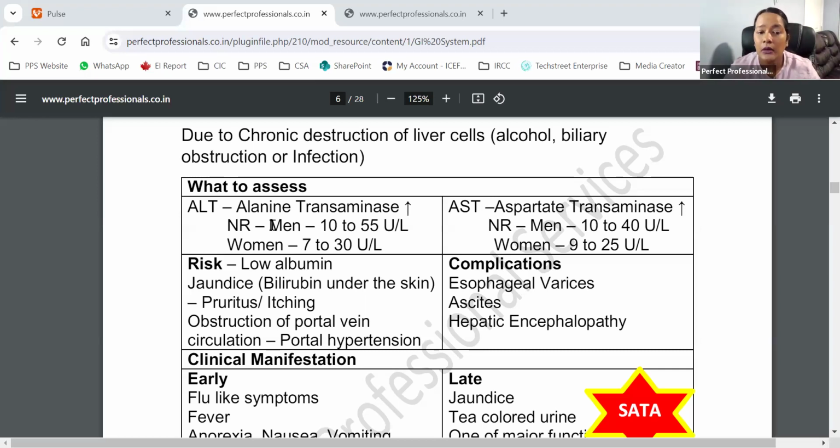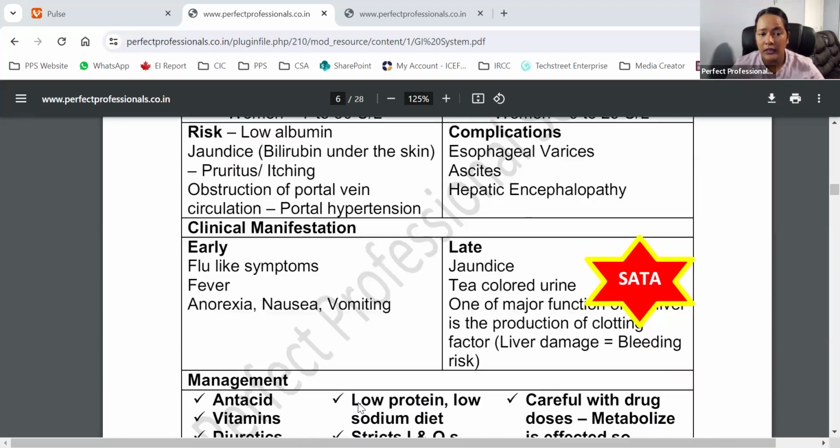Okay, the bilirubin is inside the body under the skin. If you don't give timely treatment, it will go to the brain. That's called hepatic encephalopathy. Okay, esophageal varices and all we are going to see in detail again.